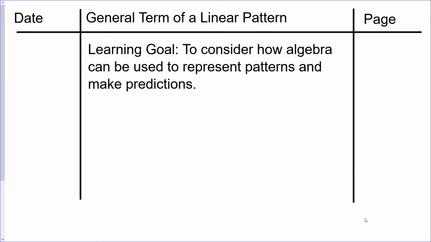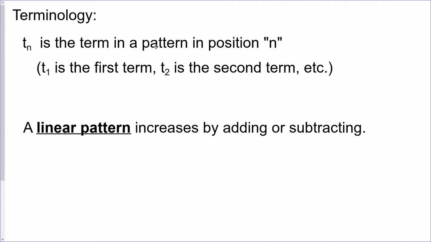On we go. Now, a little bit of terminology related to patterns. T with a little n, it's called a subscript, but I will usually say t to the n or tn, is the term in a pattern that's in position n. For example, t with a 1 just means whatever number is in the first term, or first position. t with a 2 is the second term in the pattern, and so on. t with a 50 would be the 50th term of a pattern.